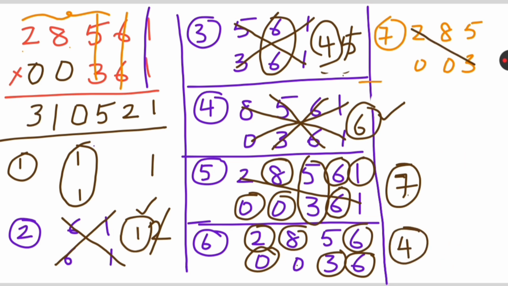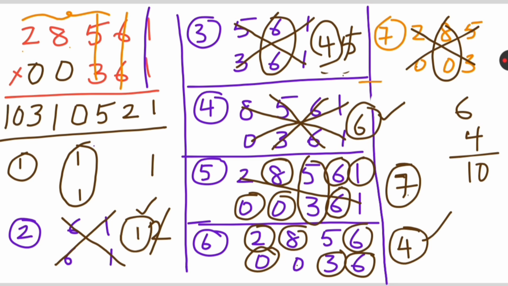2 times 3 is 6 and 5 times 0 is 0. 8 times 0 also 0. So and carry 4. So 6 plus 4 will get 10. So the result is 10310521. So like that you have to multiply a 5-digit number by 3-digit number.